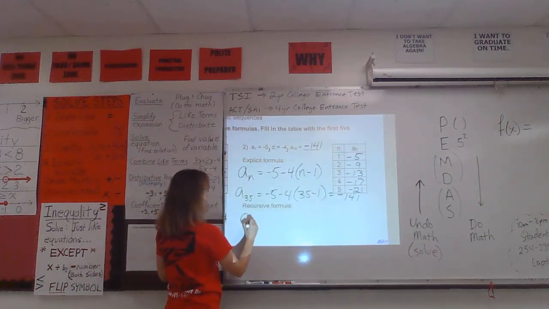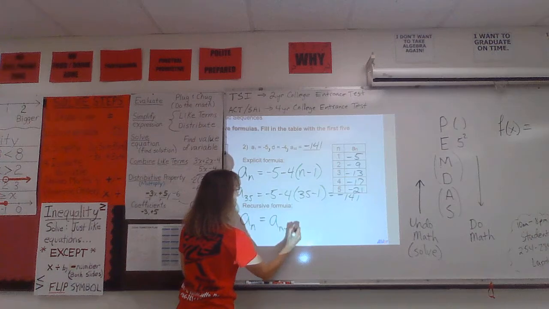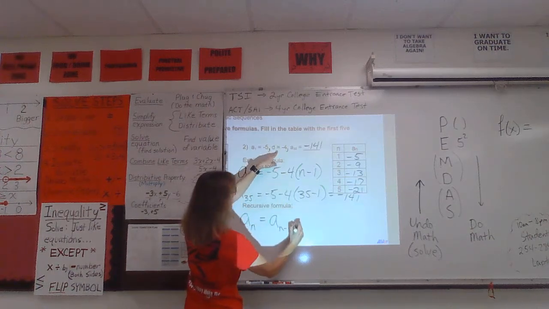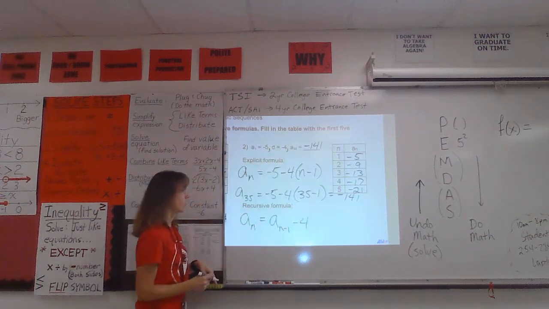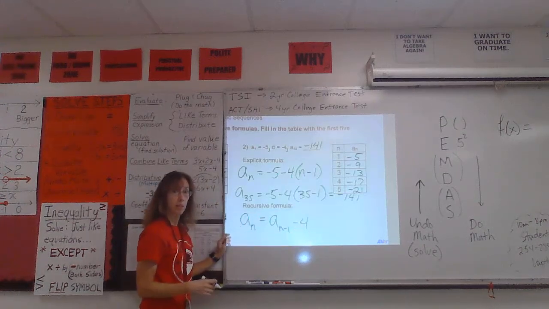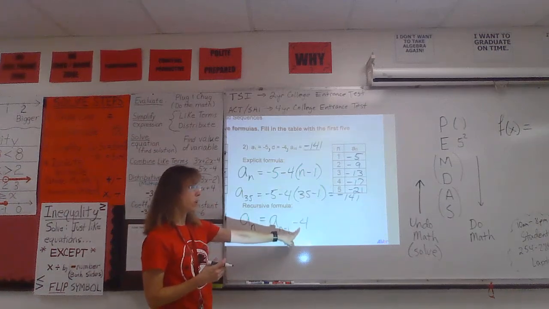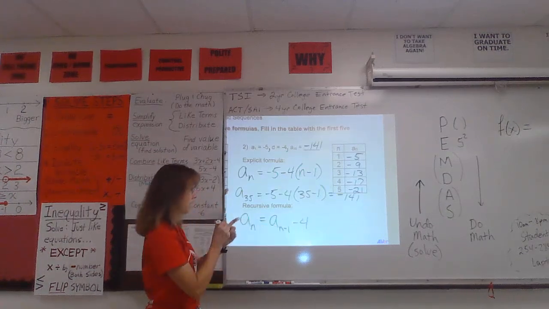Recursive formula, a sub n, still a sub n, is equal to a sub n minus 1, and then the d, minus 4. That's all the recursive formula is, but it's always this formula, and then you just plug in the d number. Over and over, you just plug in the d number. Again, not practical, but when you look at it, you can see that the pattern is subtract 4, subtract 4. Okay, so that's number 2.